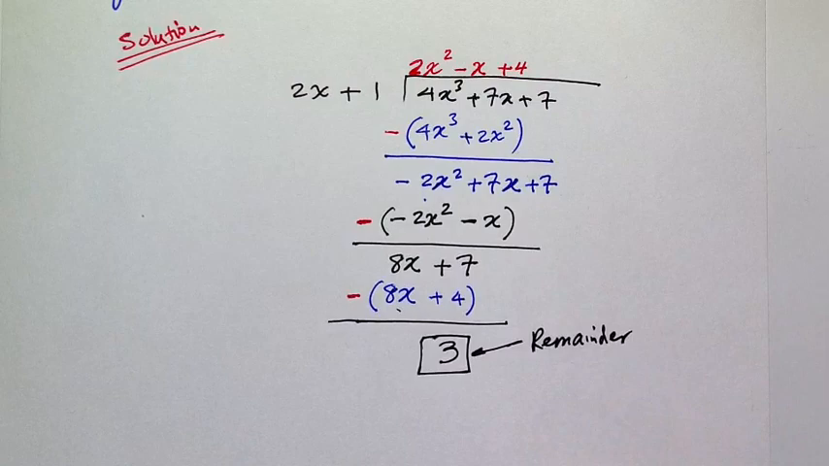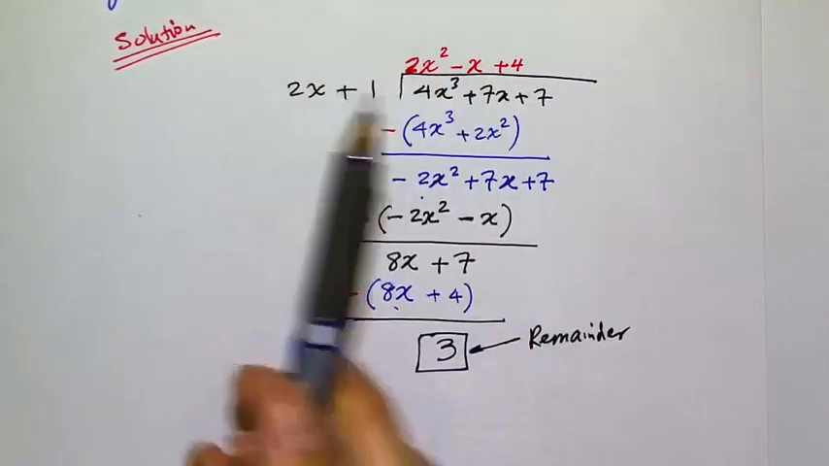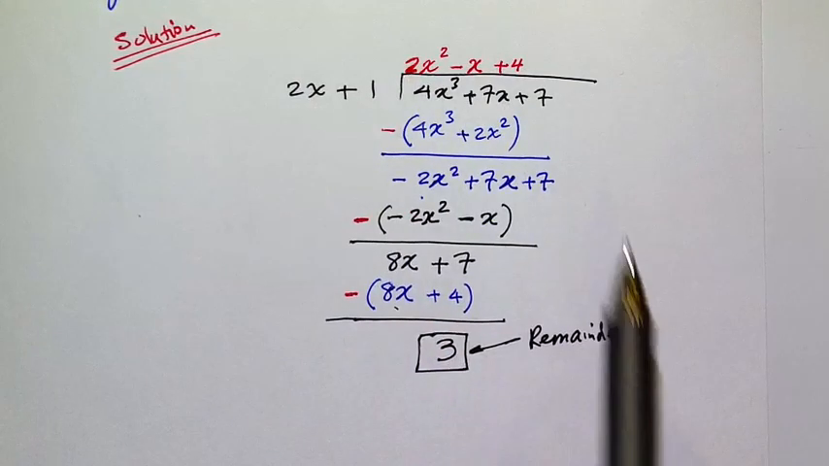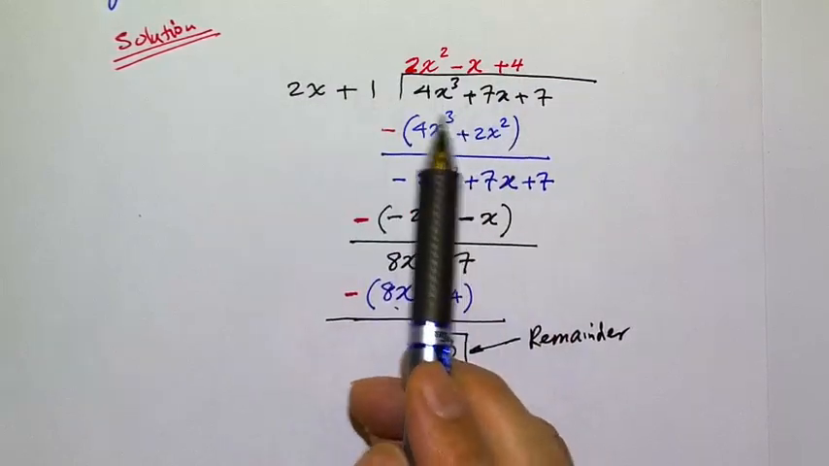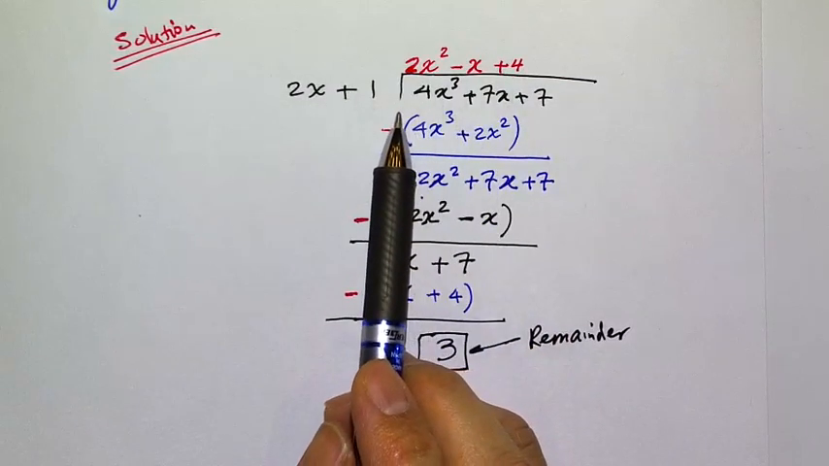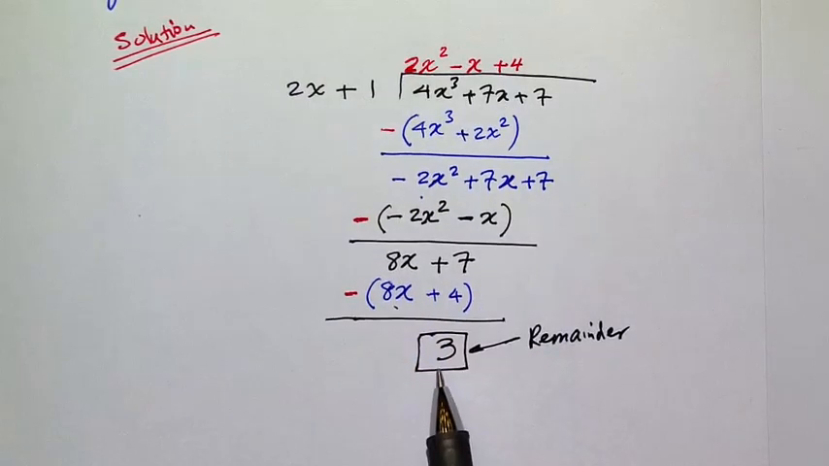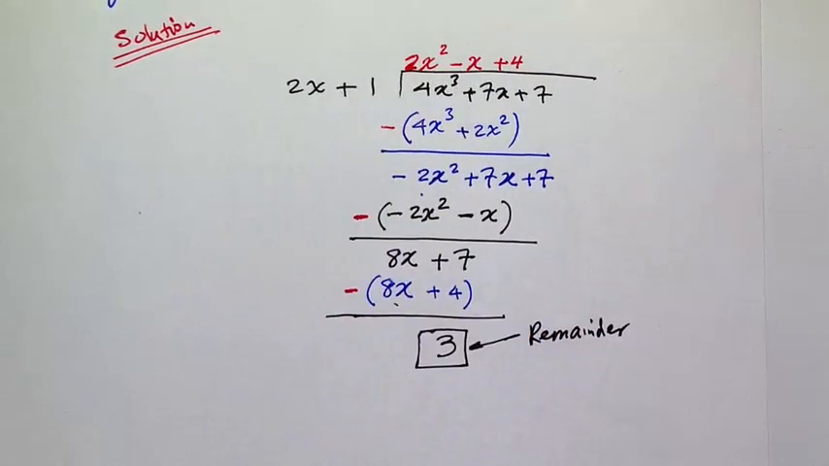So this is the remainder, and if we get a 0, then we have a perfect factor of that polynomial. If this was 0, then this times whatever these two would be a complete factorization of that original polynomial. But because we have a remainder, this expression is not a complete factor of that.